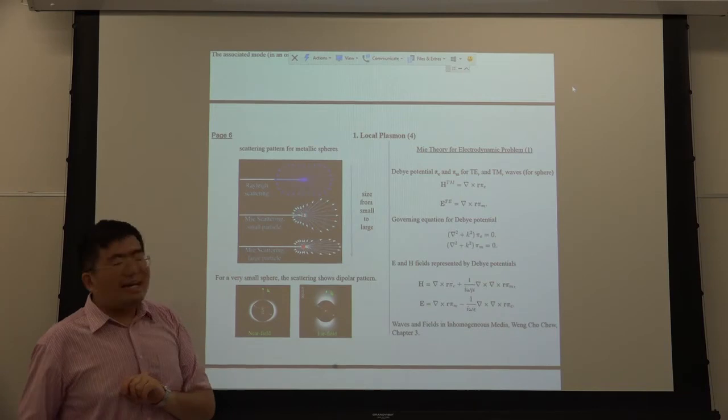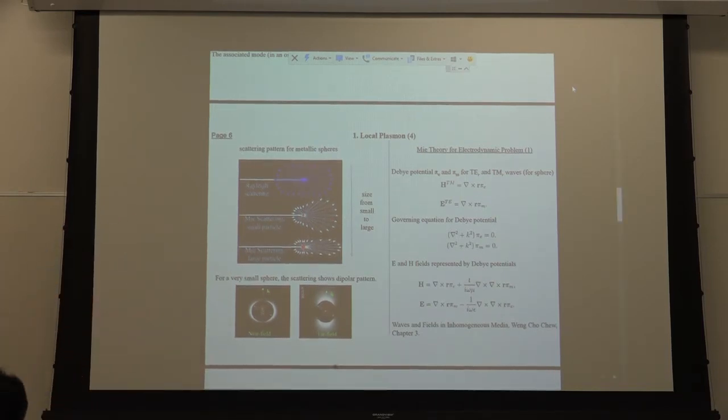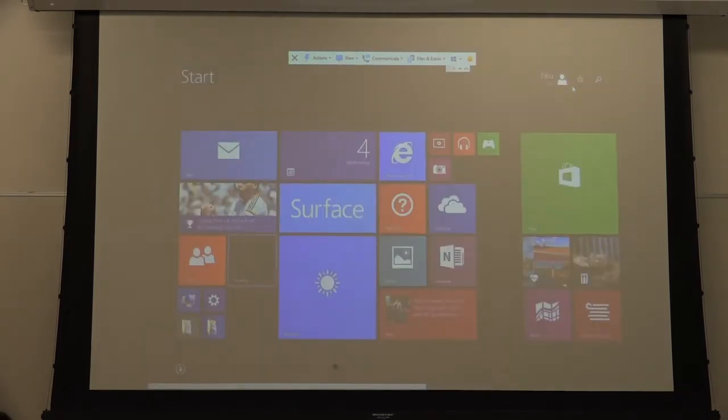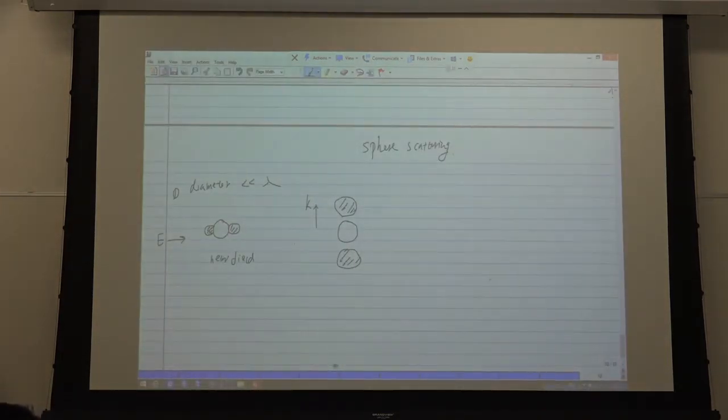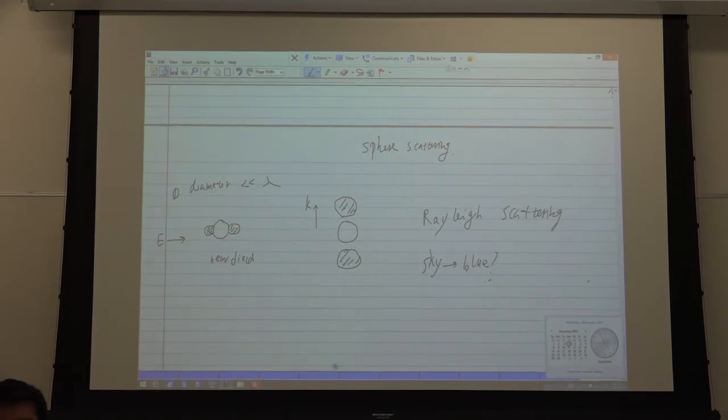This scattering we call Rayleigh scattering. It's very important. This is formed by Rayleigh scattering. Rayleigh scattering can explain why the sky is blue. Why is the sky blue? Due to Rayleigh scattering.